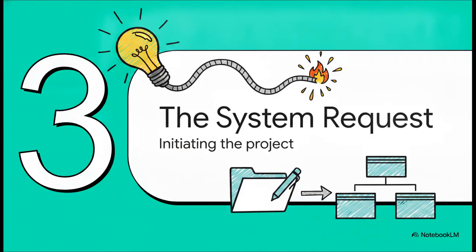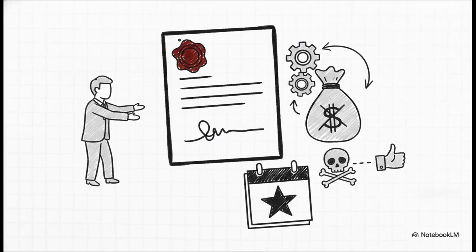All right, Section 3, the system request, initiating the project. Every major project starts out as just a spark of an idea, but it needs a formal document to actually ignite real development. The system request is literally the document that determines if your idea lives or dies. It captures everything, from high-level business functionality down to strict government constraints.